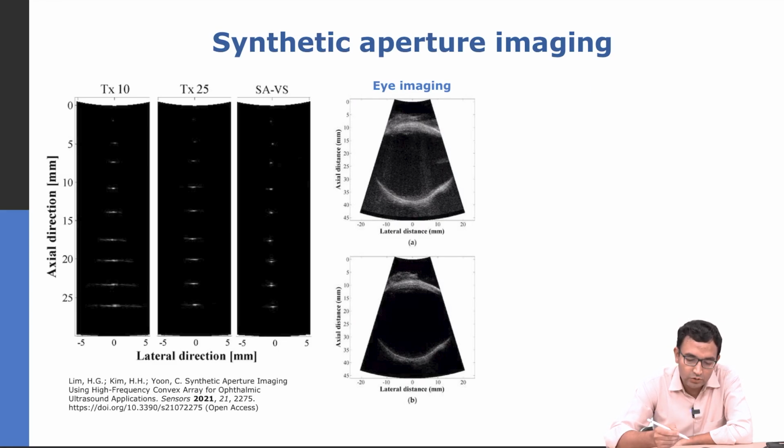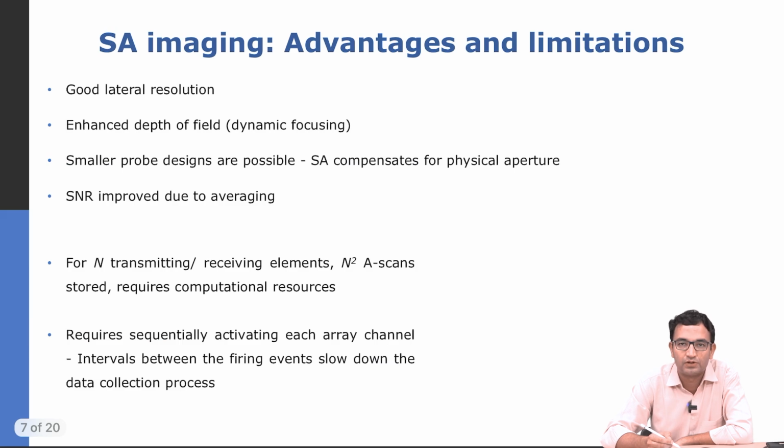And these authors also performed imaging of the eye. So here is an example of the image taken using the standard approach versus the synthetic aperture approach. And I don't know if you can see it clearly on your computer, but here the image is much sharper. You don't see some clutter signals that are visible here. The boundaries are much more clearly defined. That is because synthetic aperture gives you better spatial resolution.